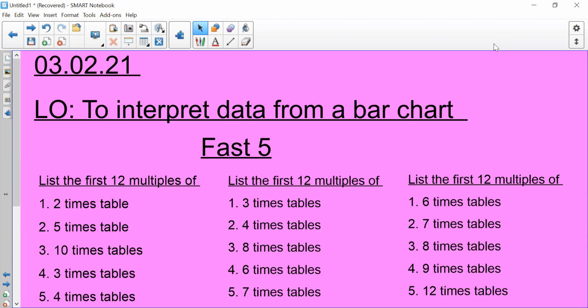So the date is the 3rd of the 2nd, 21, and your learning objective is to interpret data from a bar chart. But before you get into that, let's have a go at our Fast Five.